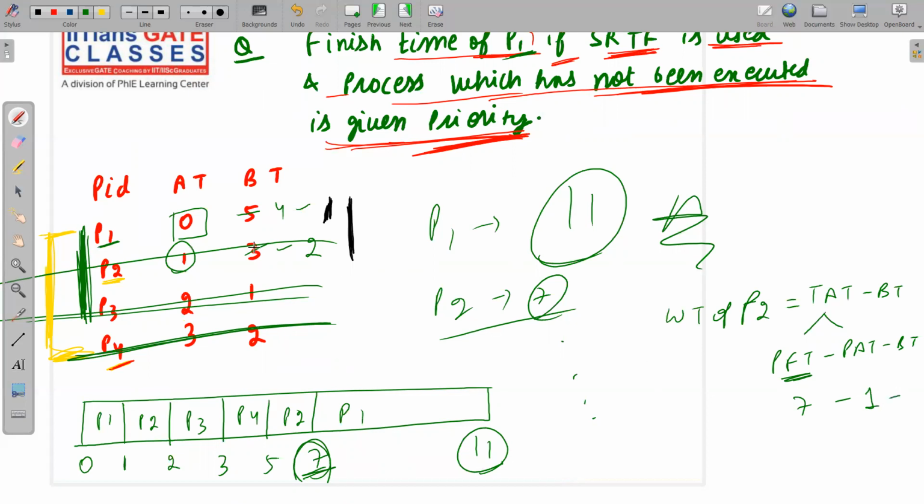So 1. Burst time of P2 is 3. So 7 minus 1, that is 6. 6 minus 3, that is 3. 3 is the answer. Waiting time of P2 is 3.